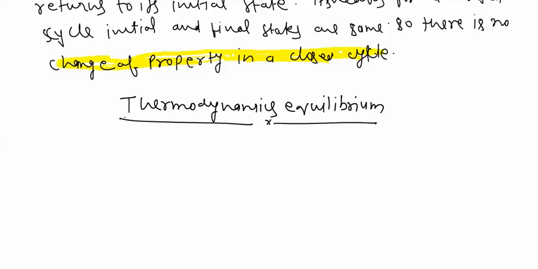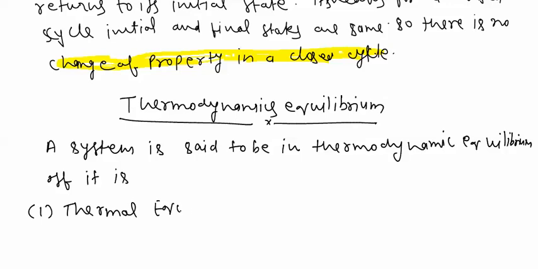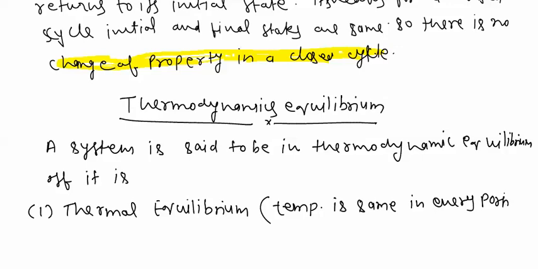Equilibrium. A system is said to be in thermodynamic equilibrium if, first, it follows thermal equilibrium. Thermal equilibrium means the temperature is the same in every portion of the system.